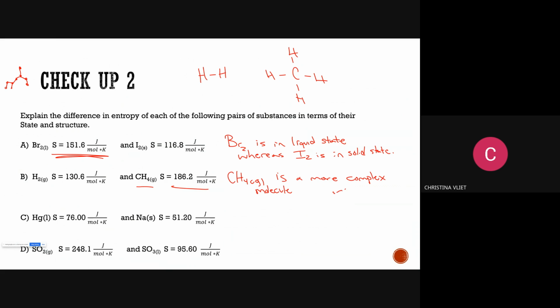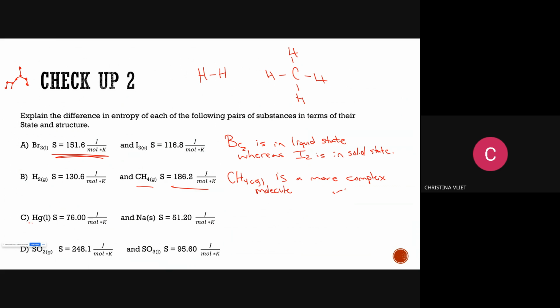You all studied diamond last year, didn't you? No? In AS Chem. It's giant molecular. Because of its giant molecular structure, it has an extremely low entropy, is why.